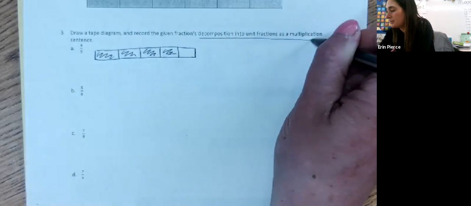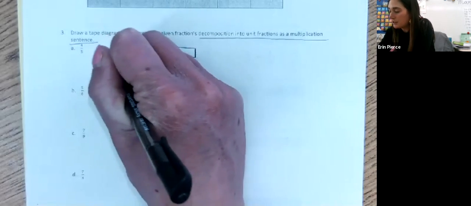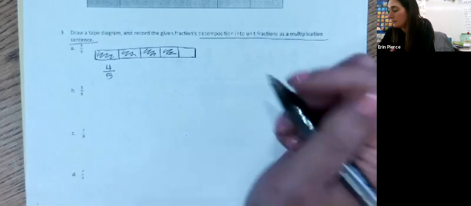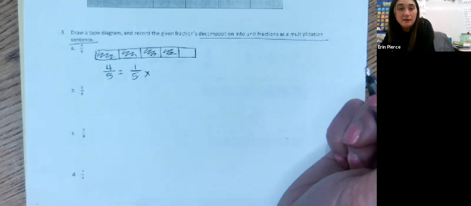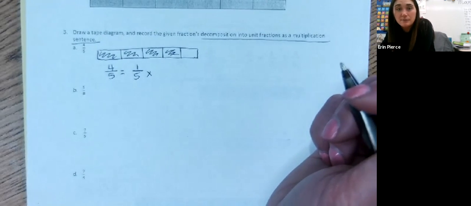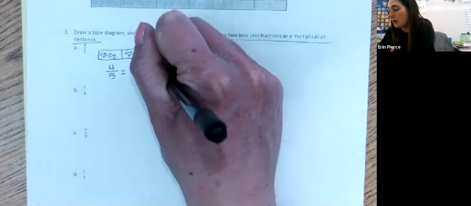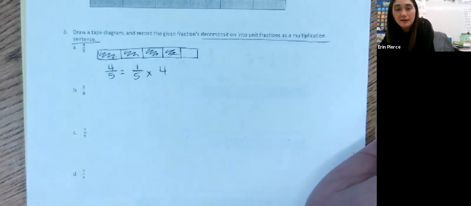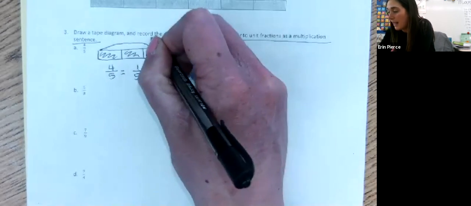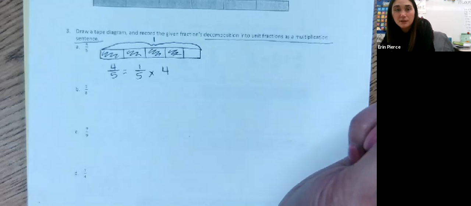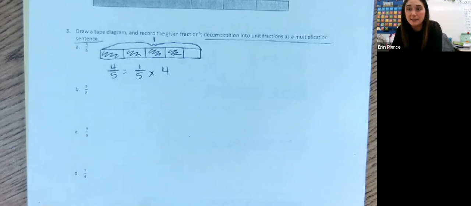Now it says decomposition into unit fractions as a multiplication sentence. So what is our unit fraction for fifths? Did you say 1/5? How many times do I have to multiply 1/5 to get to 4/5? 1/5 times 4 will give us 4/5. So that is what you have to do for A through E. So you're going to do the entire problem set.